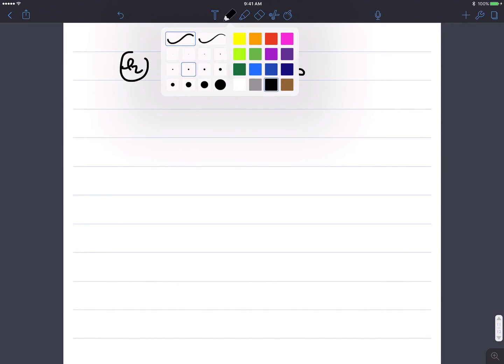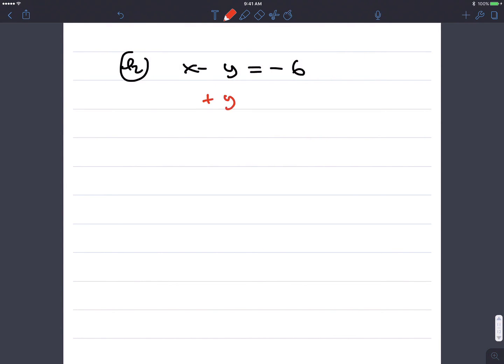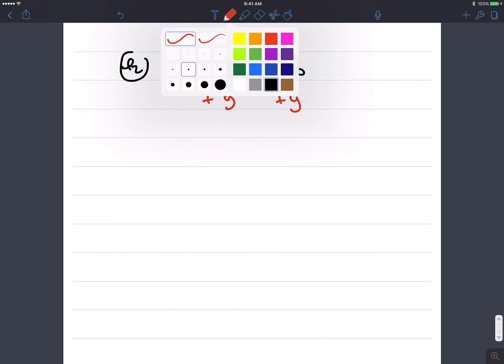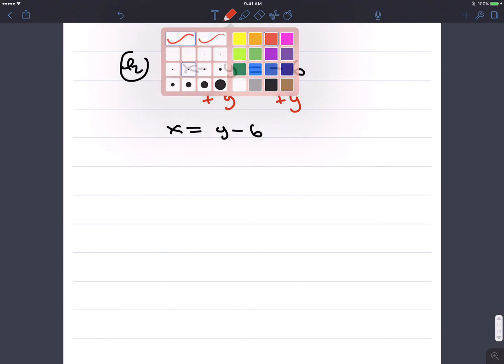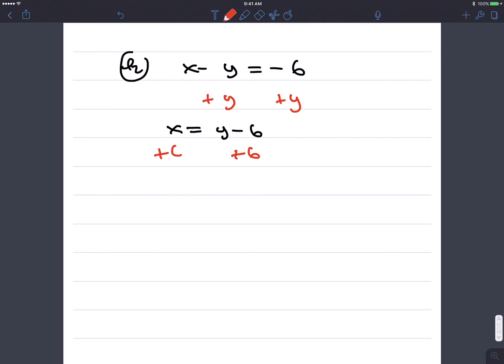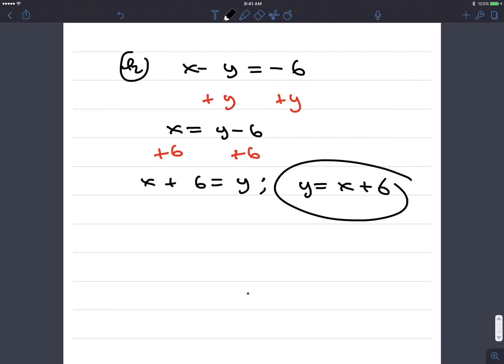x minus y is negative 6. I want to start solving this by adding y to both sides. And I get x is y minus 6. I'm going to now add 6 to both sides. And you get x plus 6 is y, or y equals x plus 6. Here's line 2.